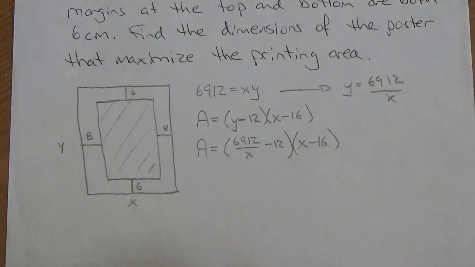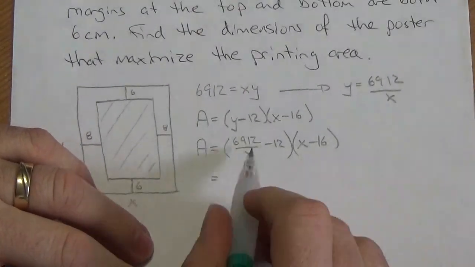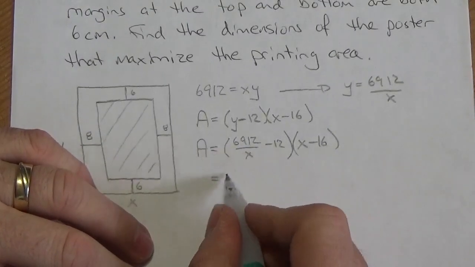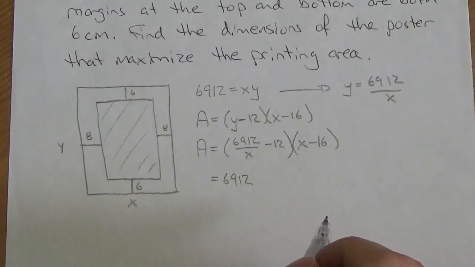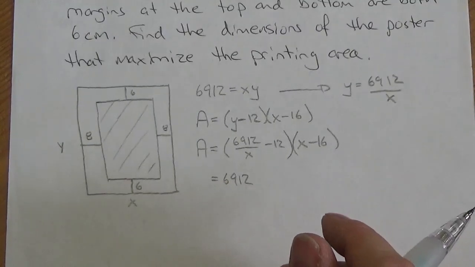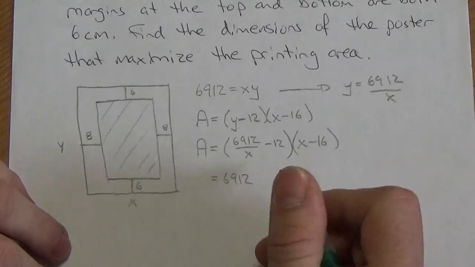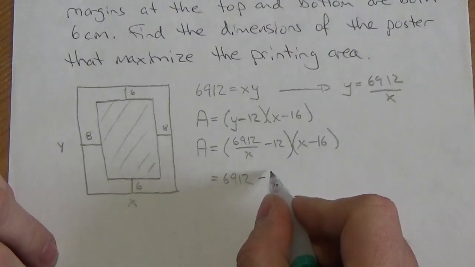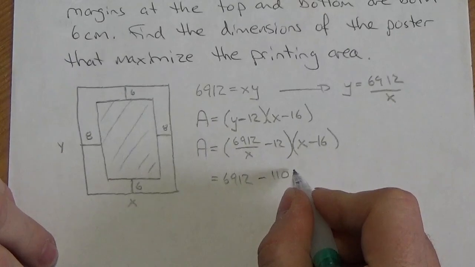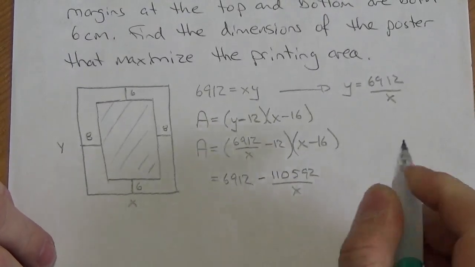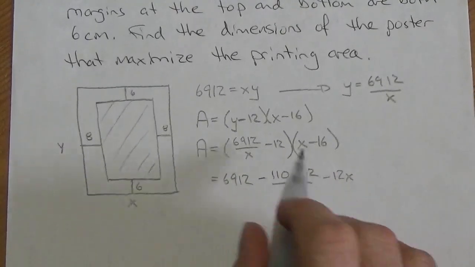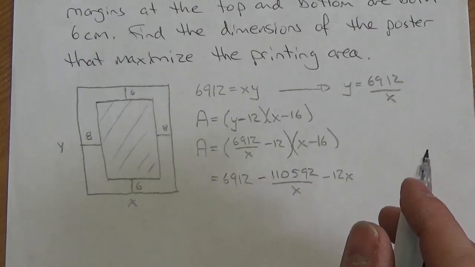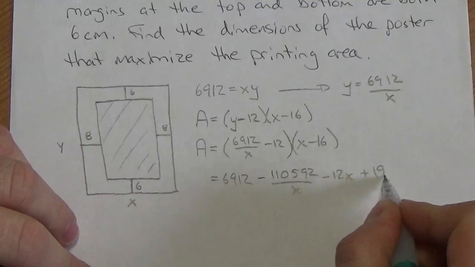Now, I'm going to take the derivative of this, and I could do it in a couple of different ways, but I think what I'm going to do first is expand that out. So 6,912 over X multiplied by X is just 6,912. Then 6,912 over X multiplied by negative 16, well, I'm going to do that on my calculator real quick. Whoo, that's a big number. That's going to be minus 110,592 over X. Keep distributing, minus 12X. And then I'm going to get positive 12 times 16, positive because those are both negative. This will be positive 192.